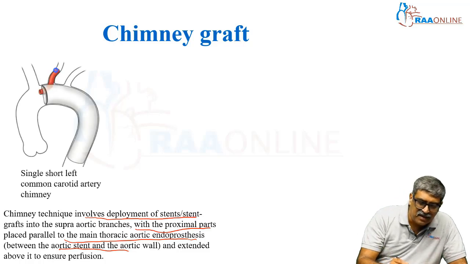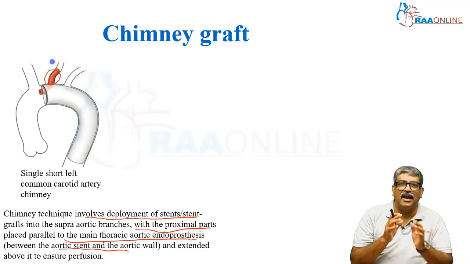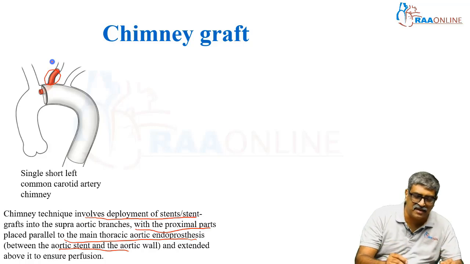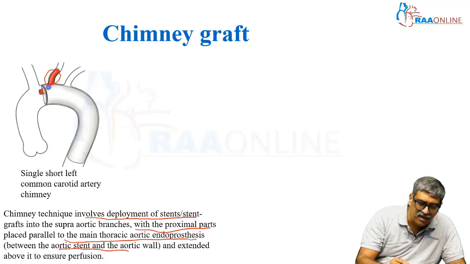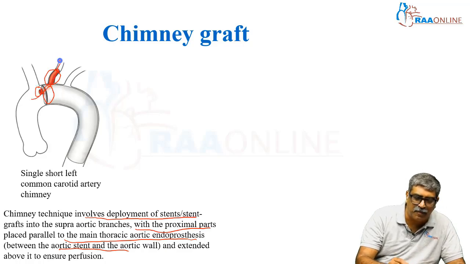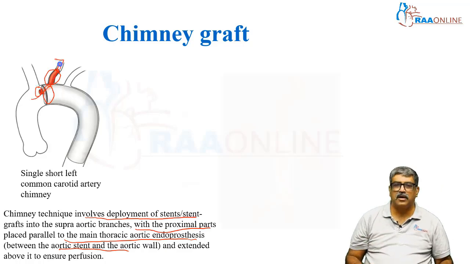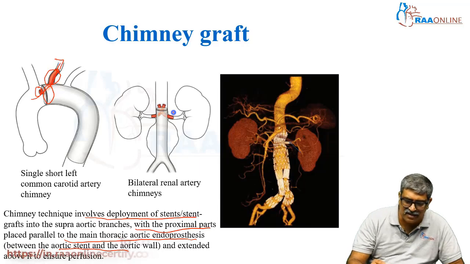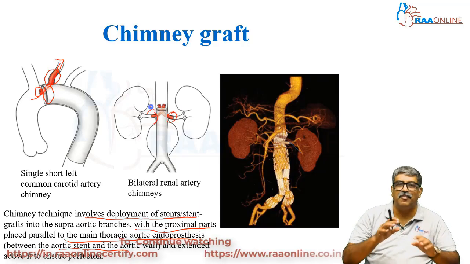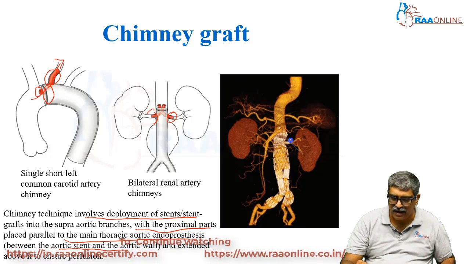Here you can see a chimney graft placed on the left common carotid artery. This graft is placed between the main graft and the aortic valve. So it maintains the supply to the left common carotid. And here you can see the chimney graft placed into the bilateral renal arteries.